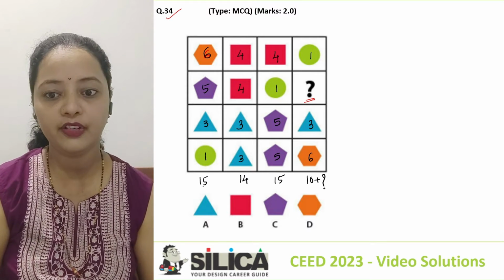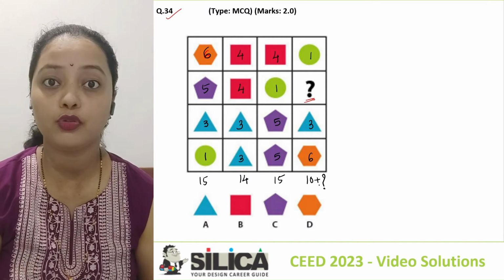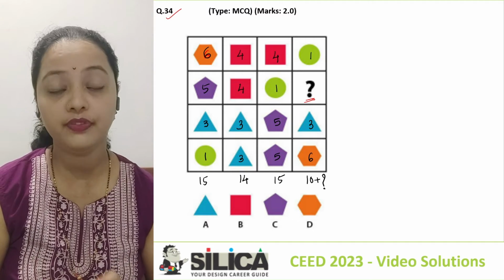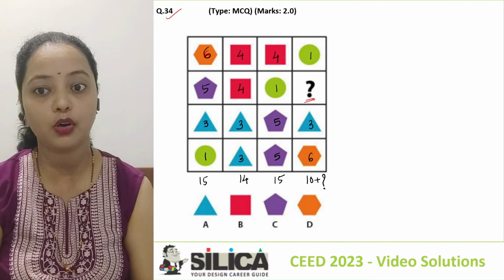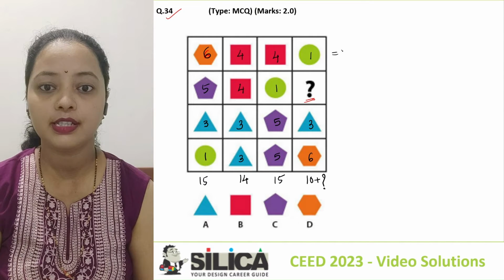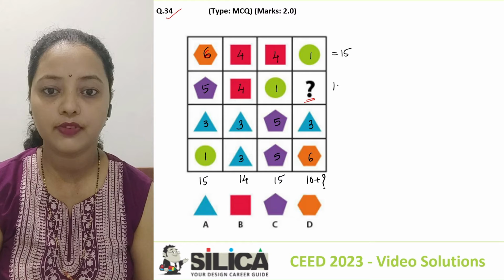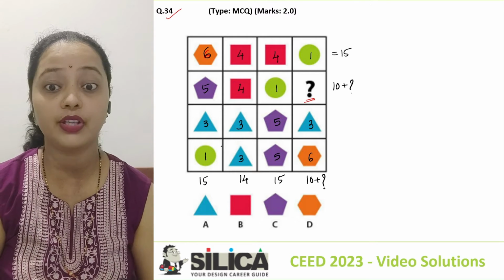Okay, currently I might feel it is 15, 14, 15. So the next figure might be 4, so that is 14. But hold on, we'll have to check from both sides. Now if I check horizontally, 6 and 4 is 10, 10 and this 5, this is giving me 15. Okay, this is 5 and 4 and 1. This will give me 10 plus question mark, we are not sure.